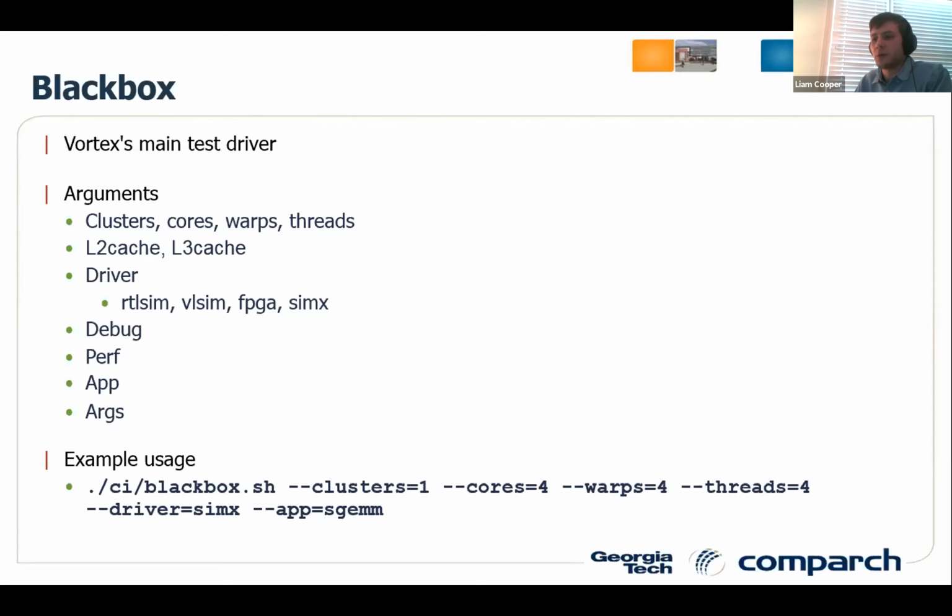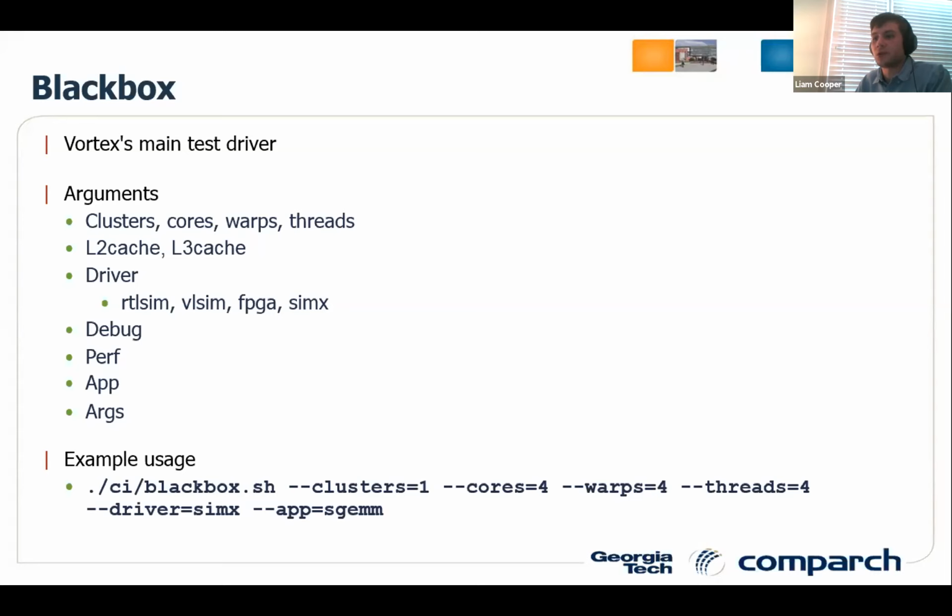You may also specify whether you want to enable the L2 cache among the cores or the L3 cache among the clusters. The driver argument is used to specify which driver to run the Vortex simulation. Currently there are 4 options: RTL-Sim, VL-Sim, SimX, or even on the FPGA, as we saw earlier. Debug is used to enable the debugging mode for the Vortex simulation. Perf is used to enable the detailed performance counters within the Vortex simulation.